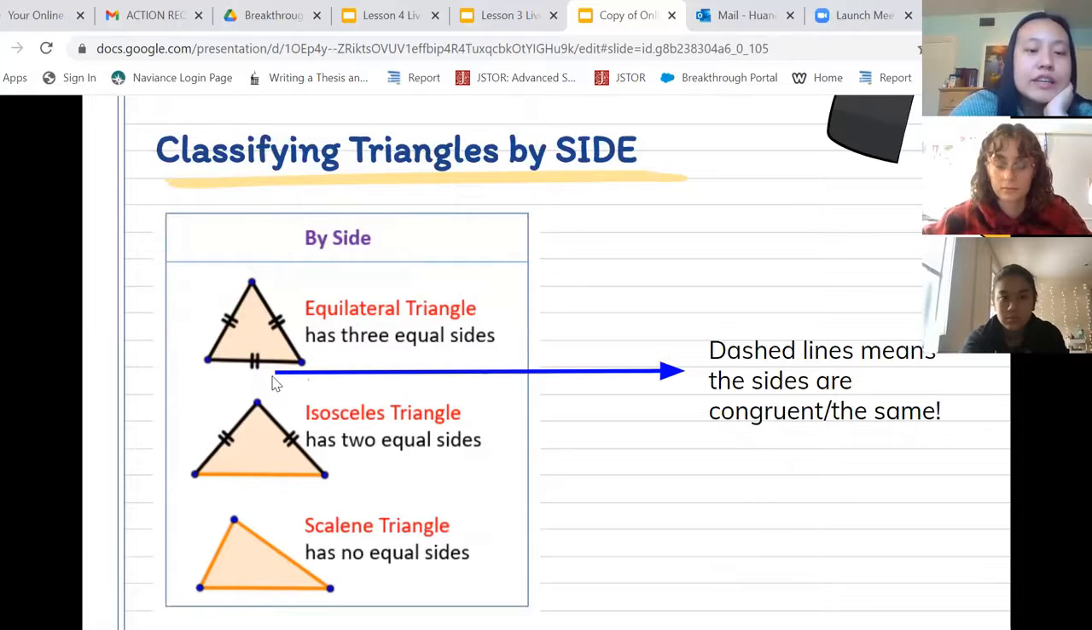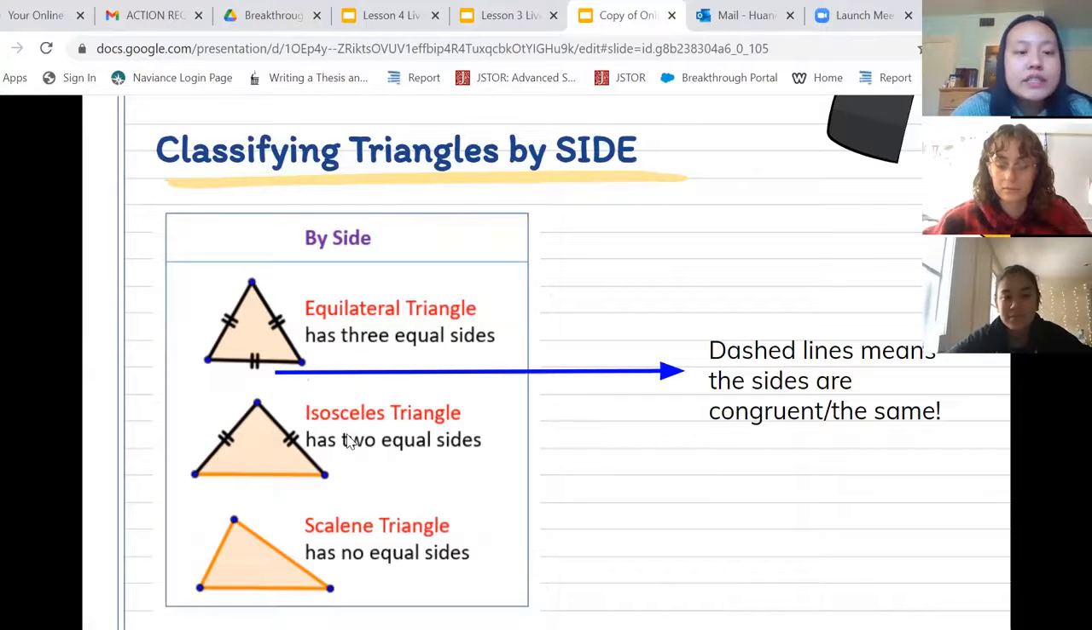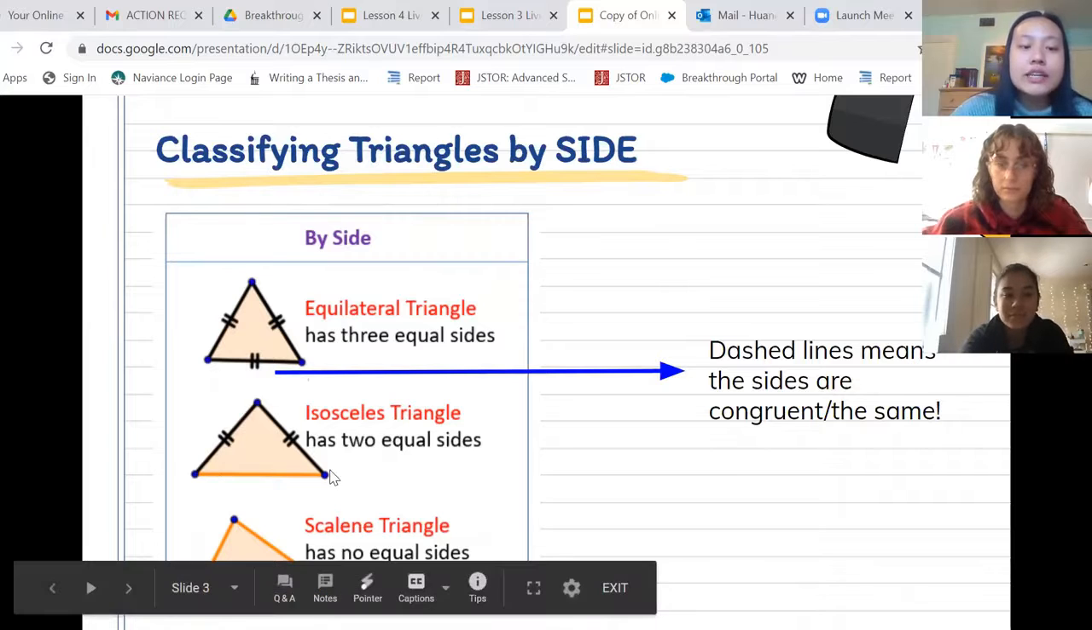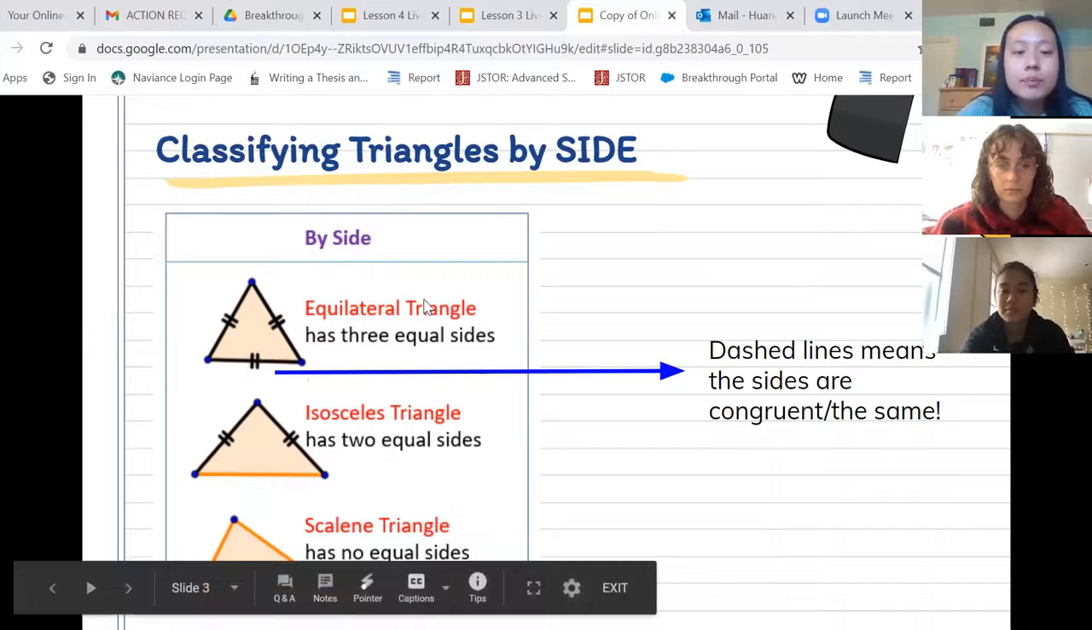And Madeline, will you help me read the second triangle type? Yep. An isosceles triangle has 2 equal sides. Perfect. And this should actually say an isosceles triangle has at least 2 equal sides. So this means that these 2 sides must be equal, but it also means that an equilateral triangle can actually be a type of isosceles triangle, but an isosceles triangle cannot be an equilateral triangle. And does anybody know why that is?